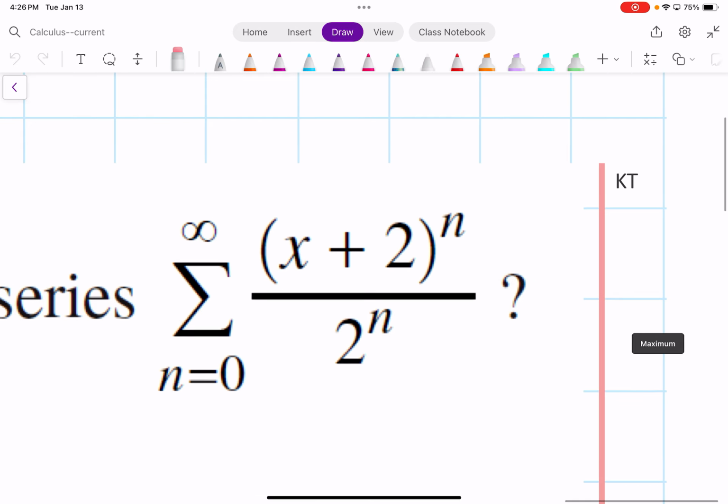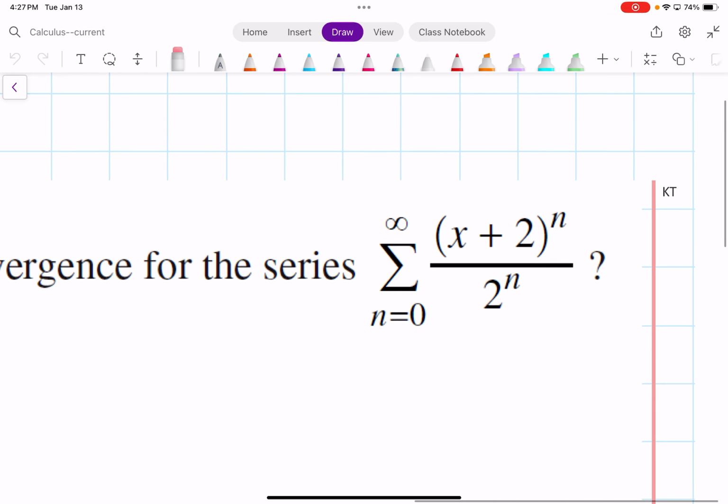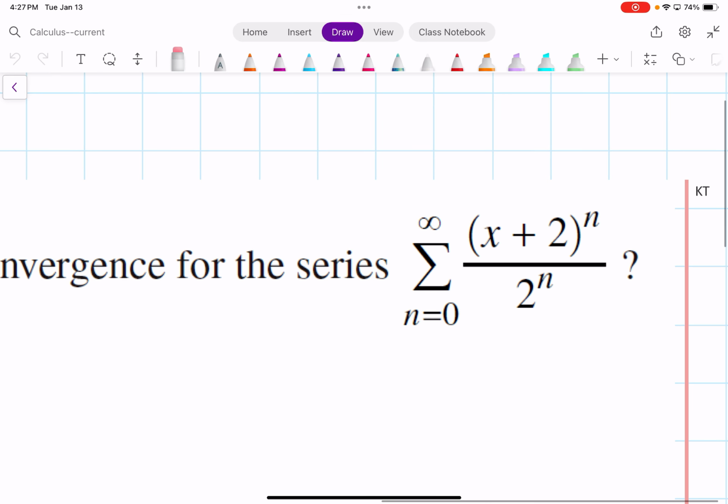Is that geometric? Does it have a geometric pattern? If it does, you should be able to say what R is. So that's my first question. And then we'll finish with this one. What's R?